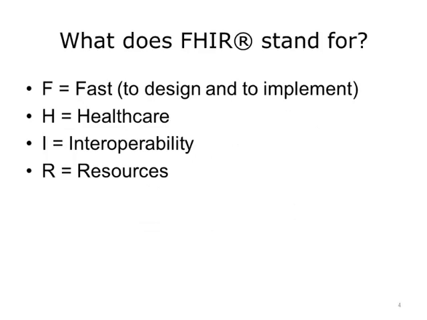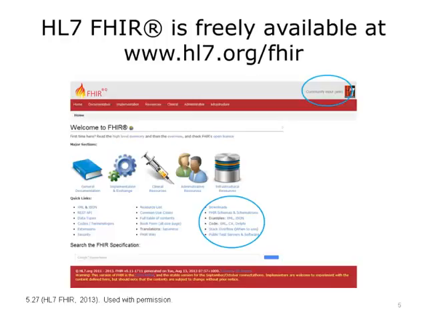So to answer your burning question, what does FHIR stand for? Although it is spelled FHIR, it is pronounced as "fire." F stands for fast, and is in this context, it is fast to design and to implement. H stands for healthcare, I stands for interoperability, and R stands for resources. HL7 FHIR is freely available on the HL7 website. There is also additional information and free documentation on the FHIR Wiki.